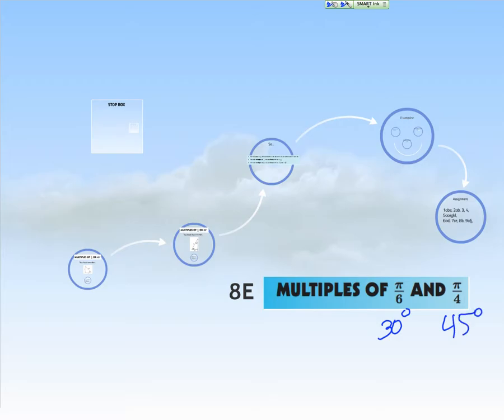So, kind of a basic question here, but what does multiples mean? What does the word multiples mean? Yeah, numbers when you multiply. So, for example, if I take pi over 6 and times it by 2, that's 2 pi over 6, which is pi over 3. So, pi over 3 is a multiple. How big is pi over 3 in degrees? 60 degrees. So I'm hoping that these numbers kind of jump out at you as being familiar.